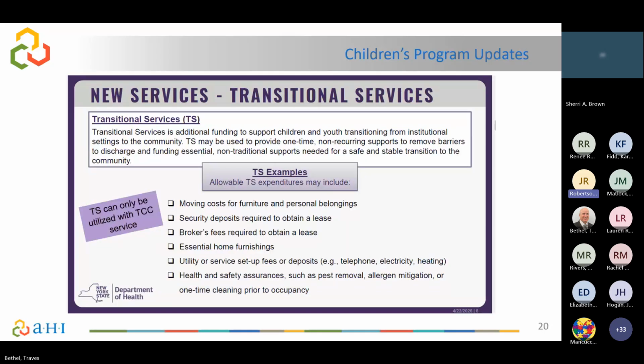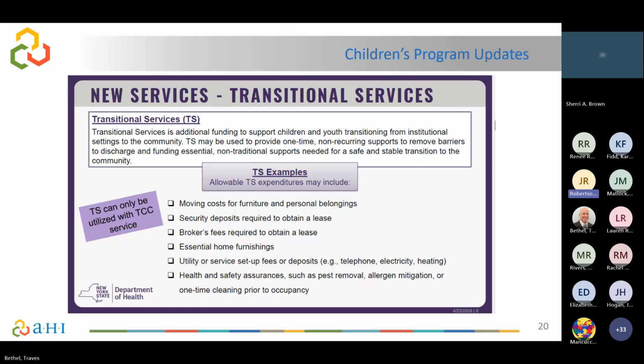And this was effective, I'm sorry, 4/1. So technically it's started with the new waiver that's in place, but there has not been a list of designated providers issued. Something that goes hand in hand with transitional care coordination is transitional service. This is a bucket of funds. This is another HCBS service. It is a bucket of funds that can be used by the transitional care coordinator to get that youth home safely from their excluded setting.